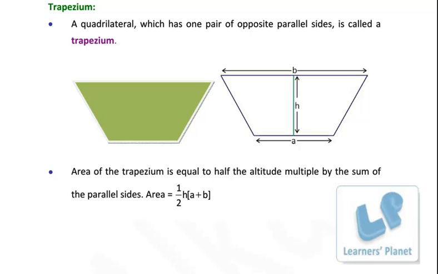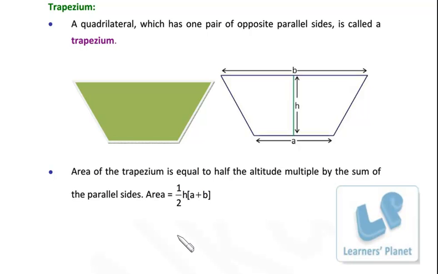Now next we have the trapezium. A quadrilateral which has one pair of opposite parallel sides is called a trapezium. So here we can see this side B and this side A are parallel to each other, but this side is not parallel to this side, okay? The distance between these two parallel sides is h, that is the altitude of this trapezium, and the formula for area is half of the sum of parallel sides into the distance between them. So half of A plus B into h. That is the formula for the area of a trapezium.